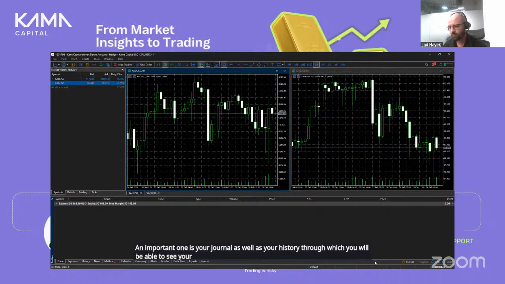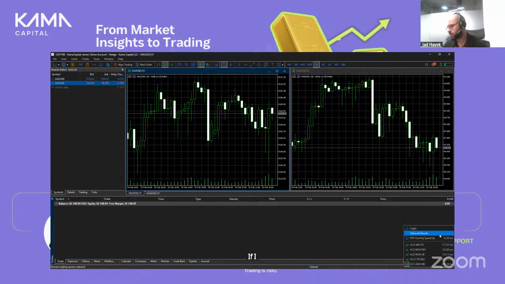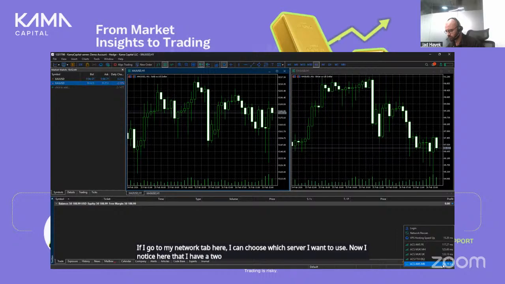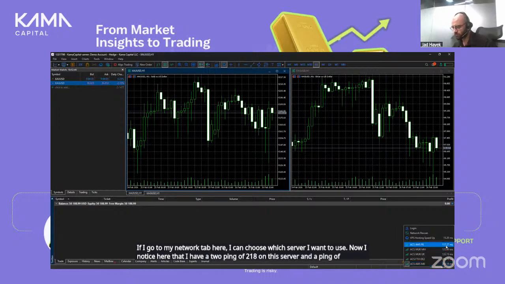If I go to my network tab here, I can choose which server I want to use. Now I notice here that I have a ping of 218 on this server and a ping of 117 on this server.